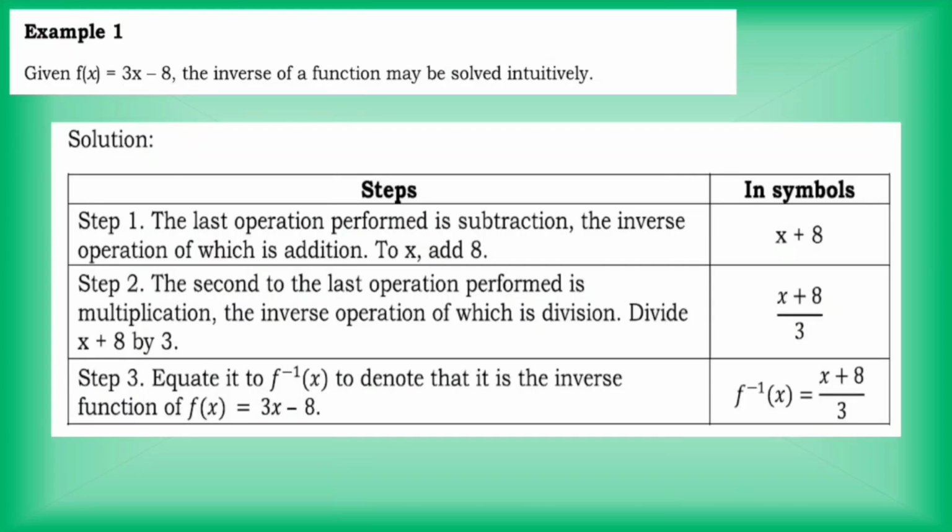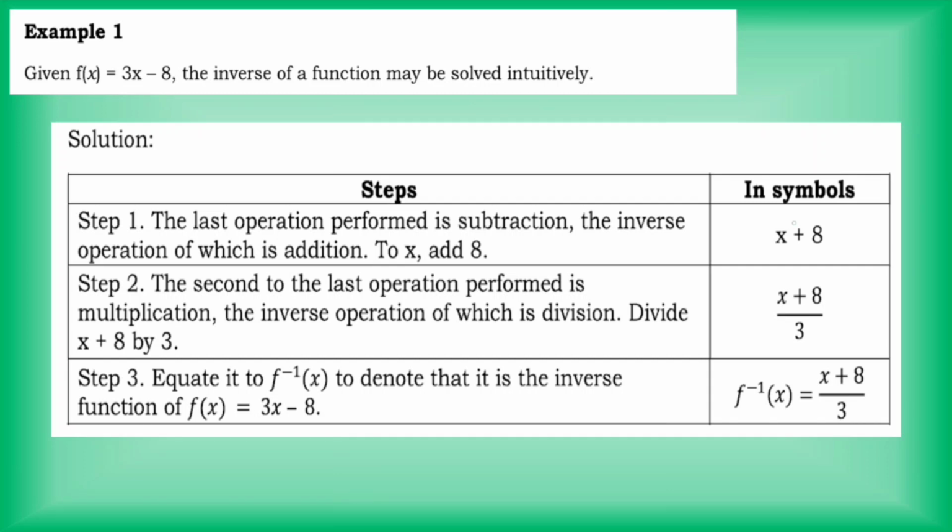Anong ibig kong sabihin? Given the function 3x minus 8, pwede nating hanapin yung kanyang inverse using intuition. So, sa 3x minus 8, i-inverse lang natin yung process. So, alamin muna natin kung paano natin siya isosolve. Ang una natin gagawin dyan, pag tayo ay nag-evaluate ng function, i-multiply muna natin si 3 kay x, and then, tsaka natin ima-minus si 8. So, basically, ang huli natin ginawa ay minus natin si 8.